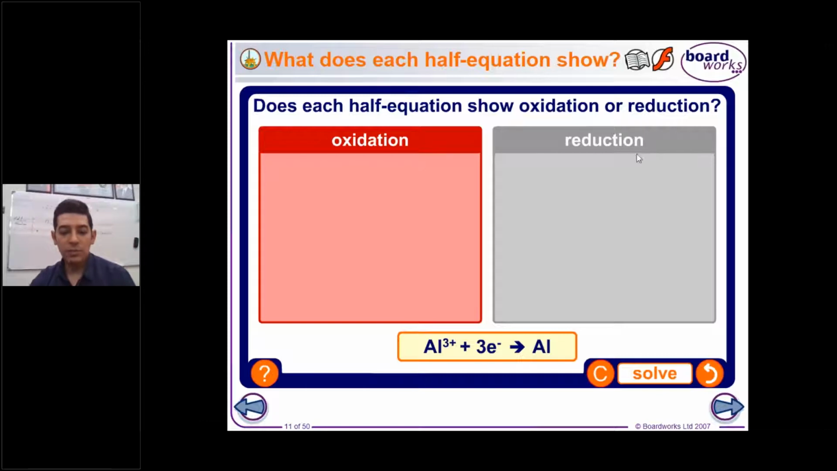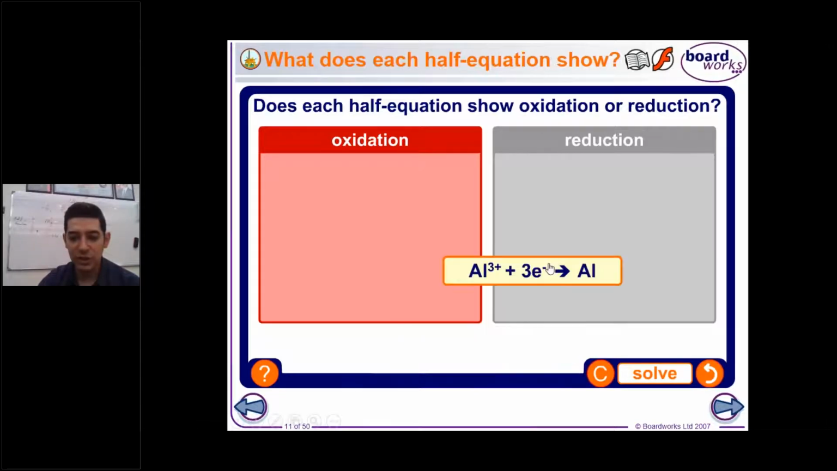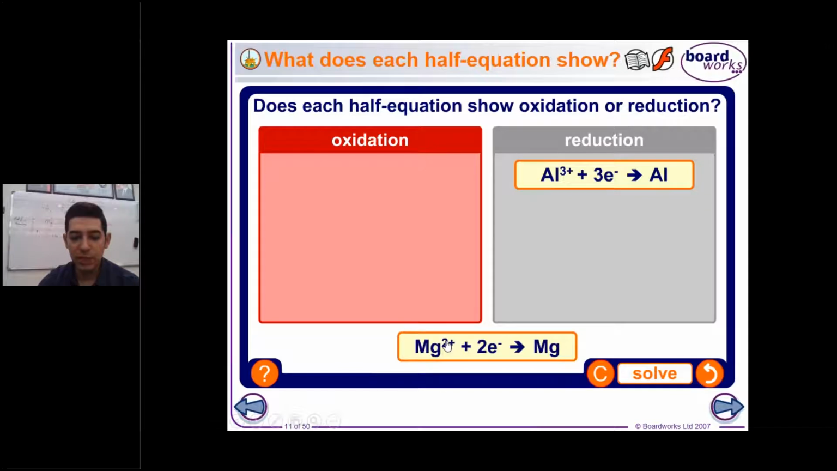For example, aluminium +3 goes to aluminium 0. It gains 3 electrons. +3 plus -3 means it goes to 0. Gaining electrons means reduction. Magnesium goes from +2 and gains 2 electrons. Gaining electrons is reduction. Oxygen, as you see, it is balanced.